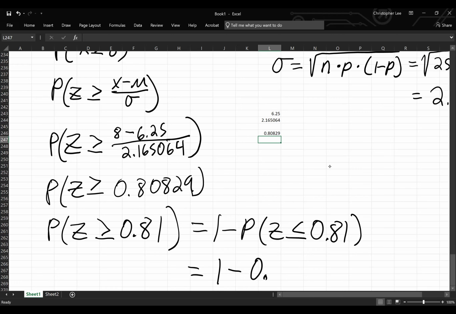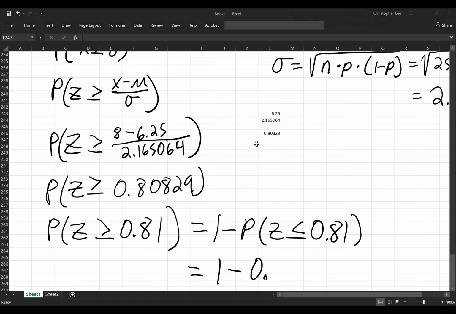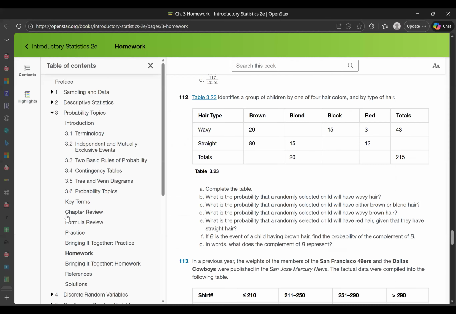And then we just look this up. It says 0.81. As soon as I figure out where my formula sheet is, I had one. Yippee.